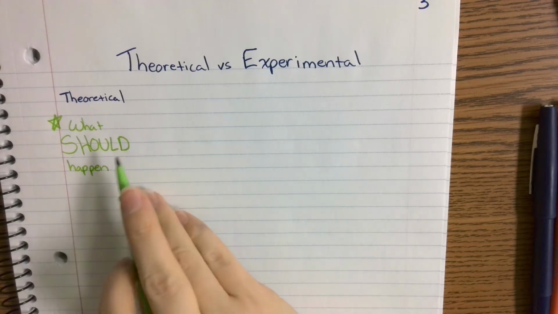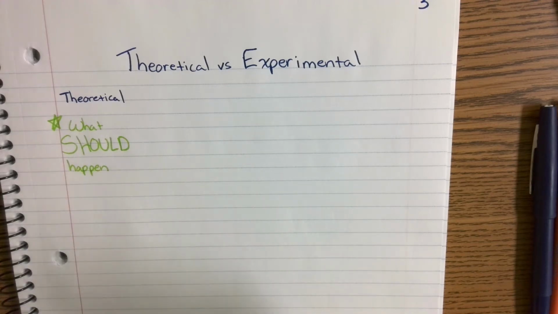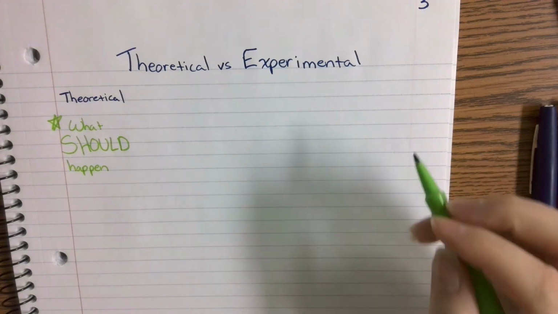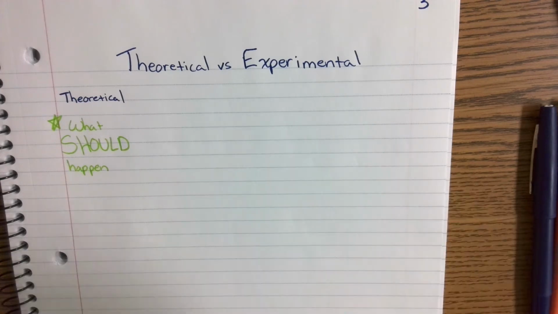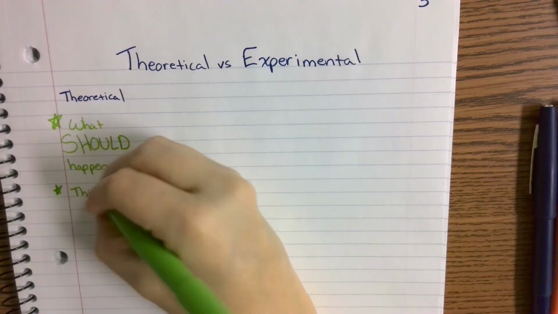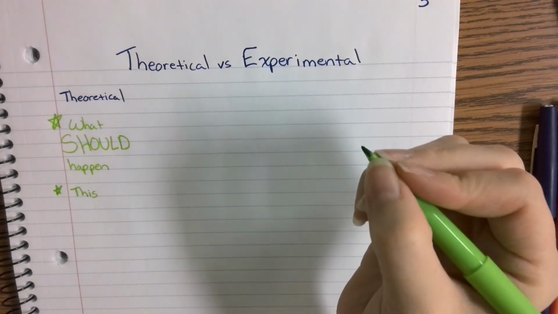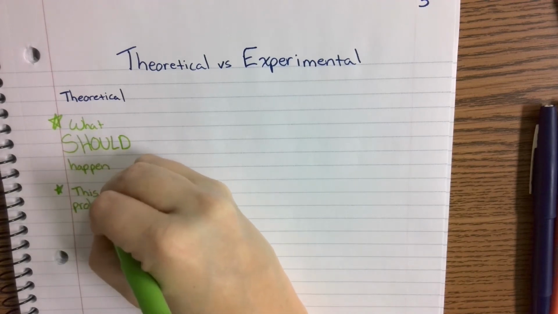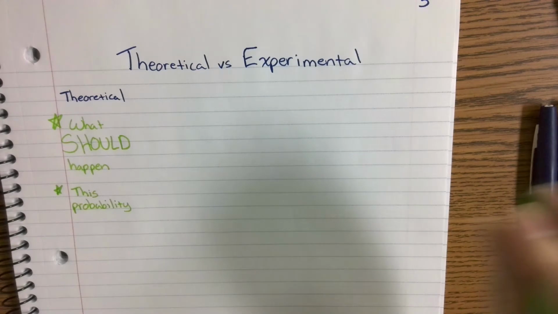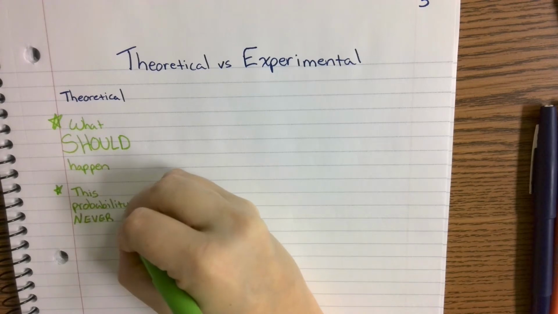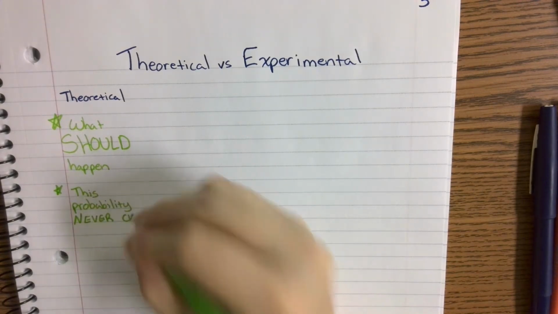So theoretical is just giving you the idea of, here's what is possible. So in theory, this is what should happen. This is what we can expect to happen. So another important thing to understand is that with this probability, it's never changing. When you're talking about the theoretical probability, it is solid. It does not change. The theoretical probability of flipping a coin and landing on heads is always going to be 1/2. It will never be anything else in theory. Okay, so it never changes.